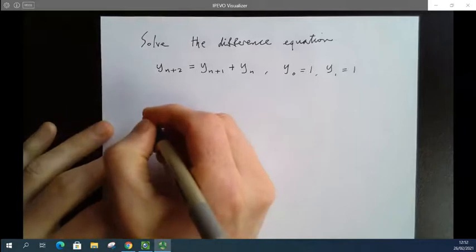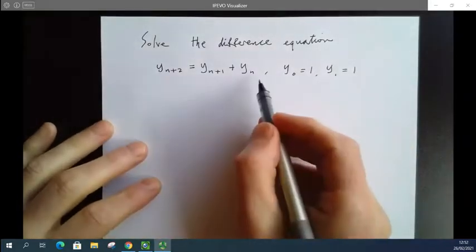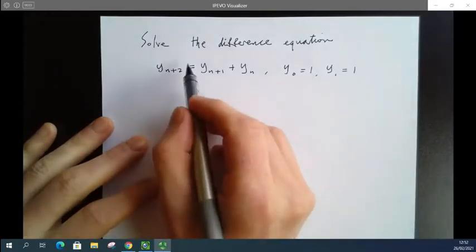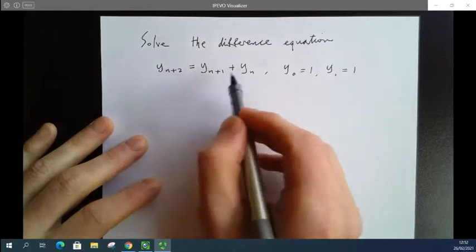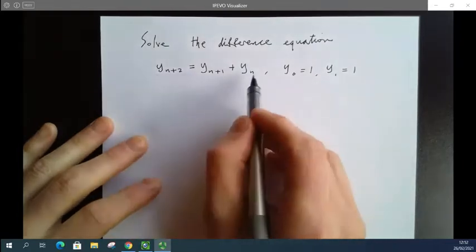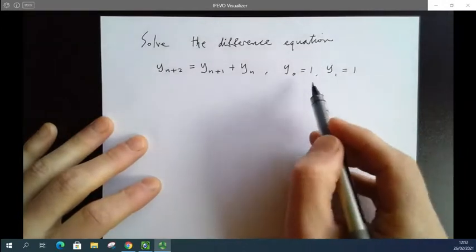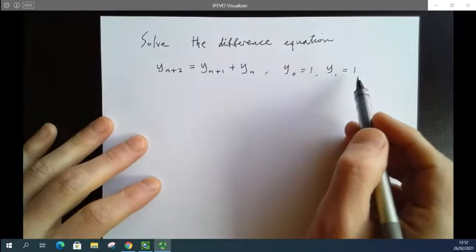Alright, hello there. I'm going to solve this difference equation, and you might recognize this as the Fibonacci sequence, in fact, where each term is equal to the sum of the previous two terms. Now, because this is a second order difference equation, you need to start with the first two terms given to you. So we're given y0 as 1 and y1 as 1 as well. So we're given the first two terms.